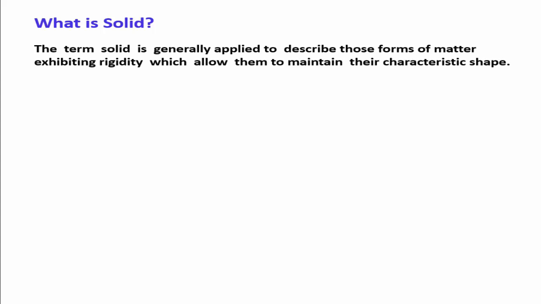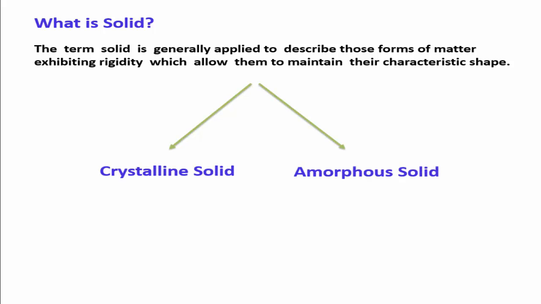What is a solid? As we know, liquids and gases have no characteristic shape. But the term solid is generally applied to describe those forms of matter which exhibit rigidity, allowing them to maintain their characteristic shape. Solids are of two types: crystalline solid and amorphous solid.